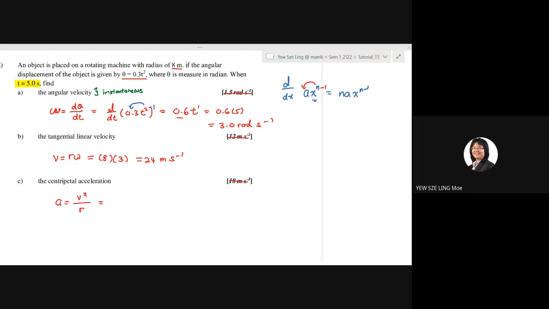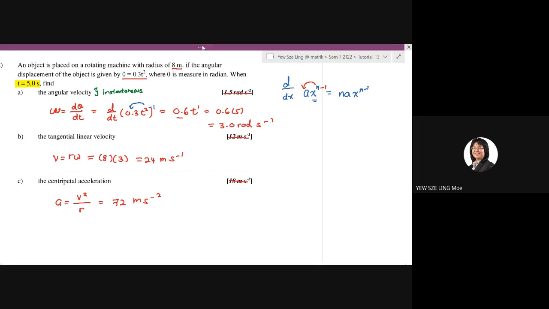So v squared is 24 squared. 24 squared divided by 8, you will obtain 72 meters per second squared.